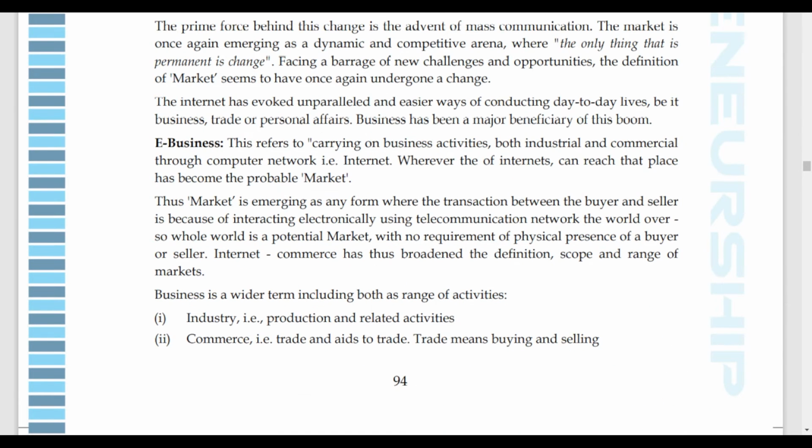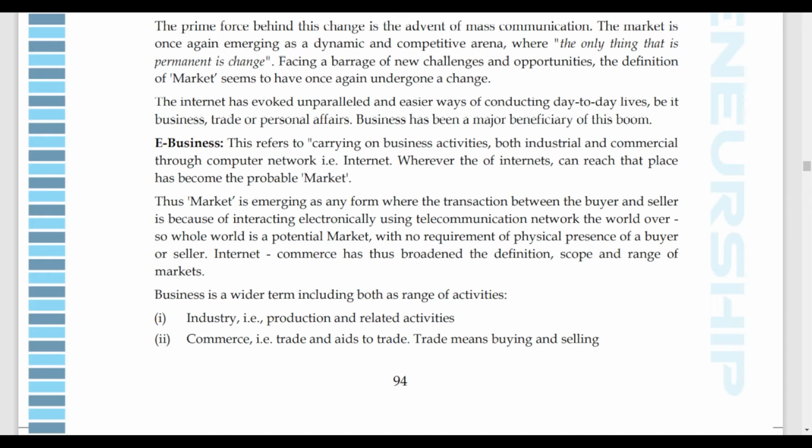E-business refers to carrying on business activities, both industrial and commercial, through a computer network, that is, the internet. Wherever there is internet, that place becomes a probable market. Thus, market is emerging as any form where the transaction between the buyer and seller happens by interacting electronically using the telecommunication network the world over. So the whole world is a potential market with no requirement of physical presence of a buyer or seller. Internet commerce has thus broadened the definition, scope, and range of markets.